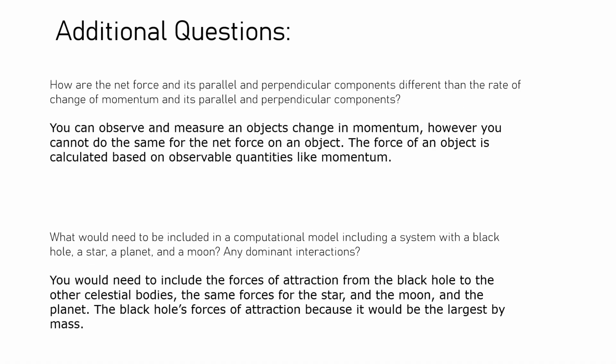So the difference between change in momentum and net force is that you can observe and measure change in momentum. However, you have to calculate net force. You cannot observe it. Now, what would you need to include in a computational model including a system with a black hole, a star, a planet, and a moon? You would have to include all the forces of attraction between the celestial bodies, the dominant force being the force of attraction with the black hole because it has the greatest mass.